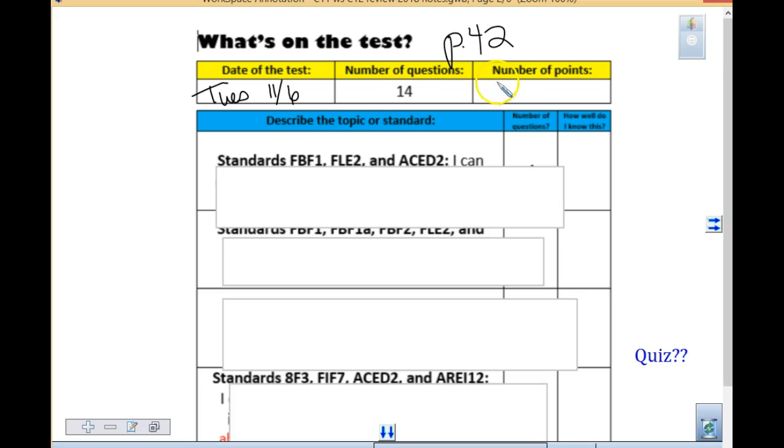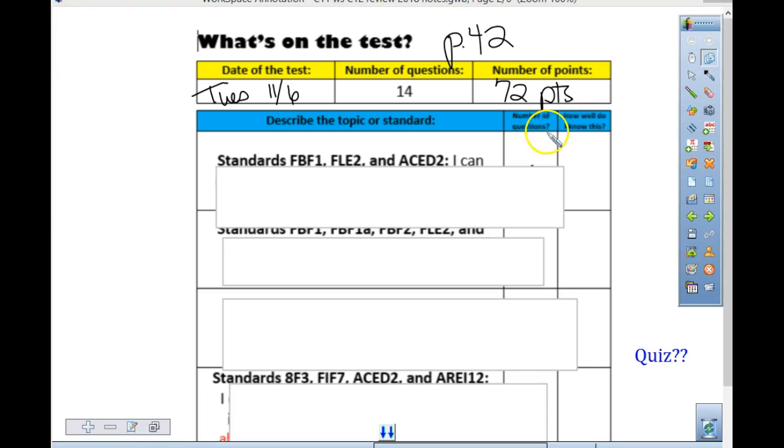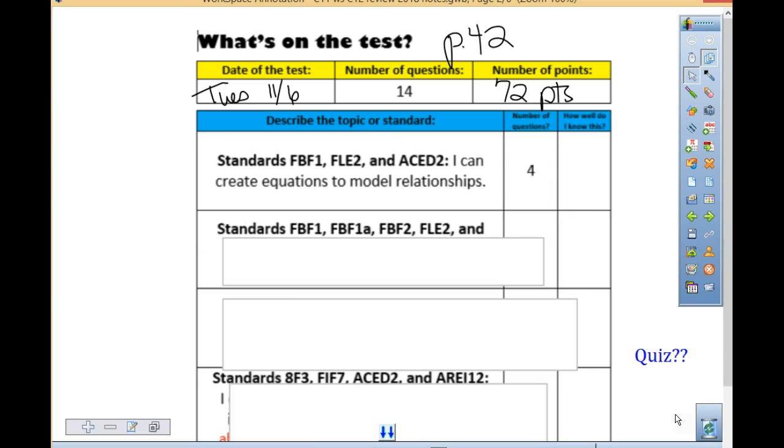14 questions, 72 points. So when I'm taking a look, what is going to be on your test? You look at the poster over here. I can create an equation to model a relationship. What am I talking about for that type of question on the test?